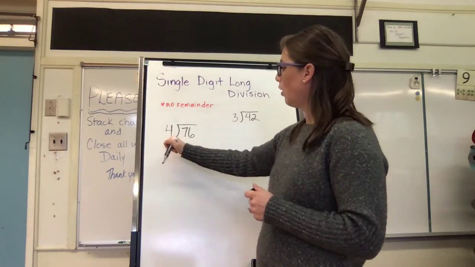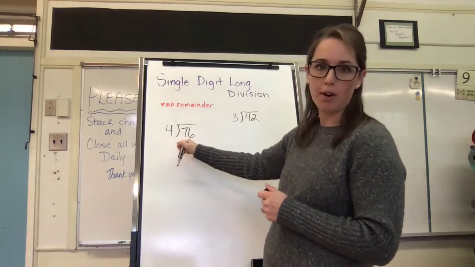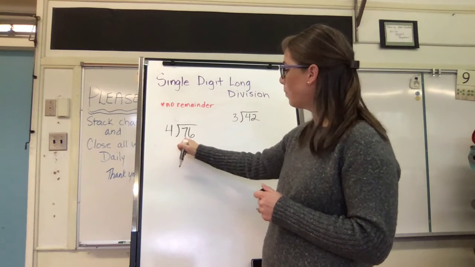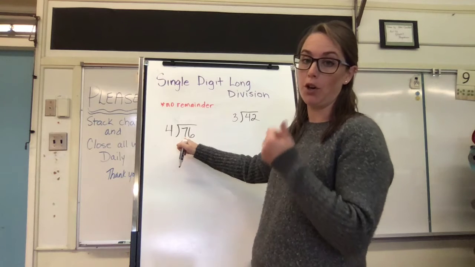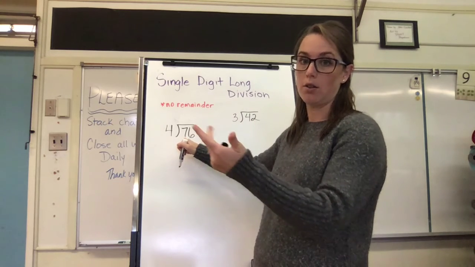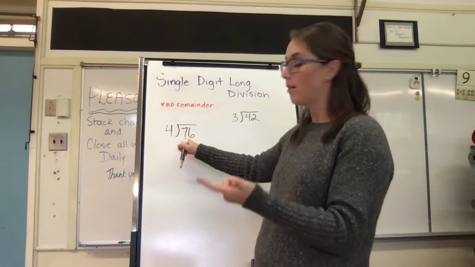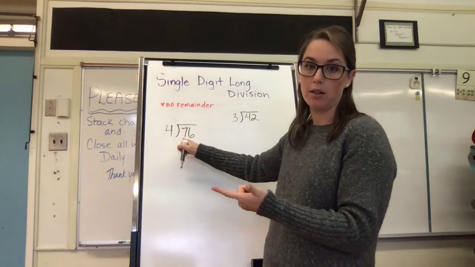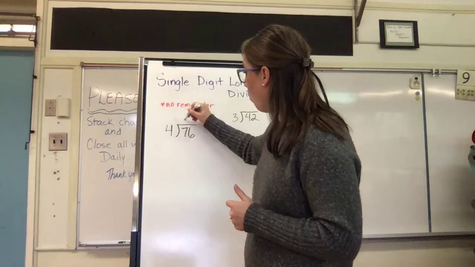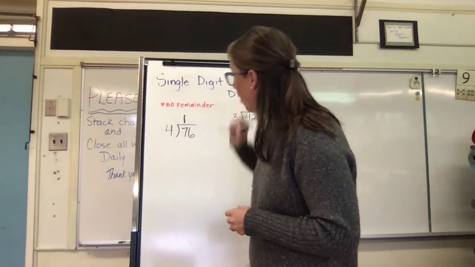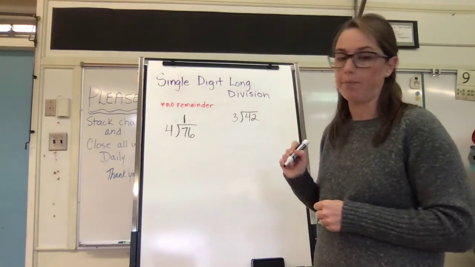So we're going to look at the 4 and the first number as 7. So how many times can 4 go into 7? If you skip count by 4, you're going to know that 4, 8, 12, 16. So the next number after 4 is 8. But this is a 7. So it's only going to be once that 4 can go into 7.